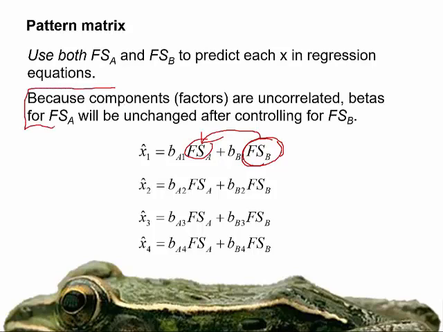So because the factors are uncorrelated, or if I use the more precise language, I should be saying because these components are uncorrelated, because I'm actually doing principal components analysis here, but because my components or factors are uncorrelated, it means the betas for factor score A will be unchanged after controlling for factor score B. Whatever betas I got in my first step when I had just factor score A by itself will be the same as the betas I get in this step when I have factor score A controlling for factor score B. It always comes out the same either way.